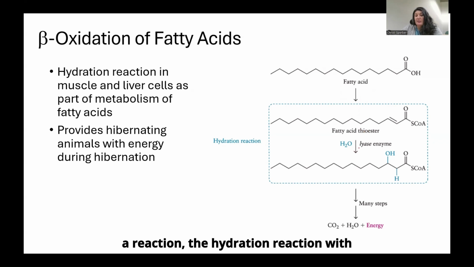The hydration reaction with the lyase enzyme, you add water and you create an OH group on the carbon furthest away from the carbonyl carbon and a hydrogen on the carbon bonded to the carbonyl carbon. And so you hydrated this fatty acid thioester.